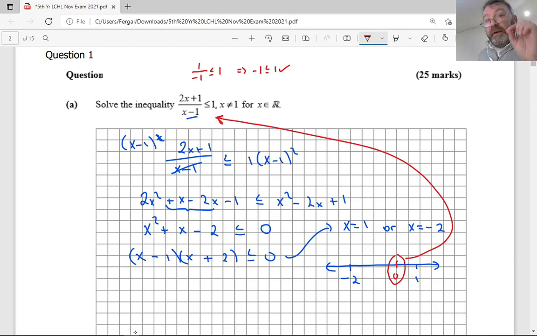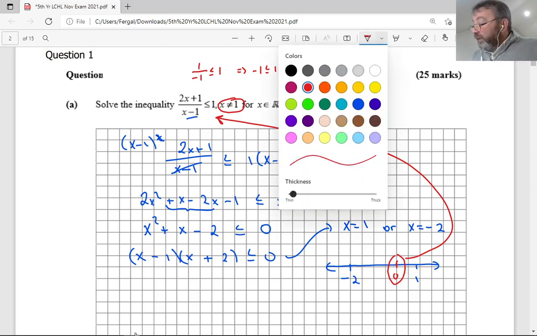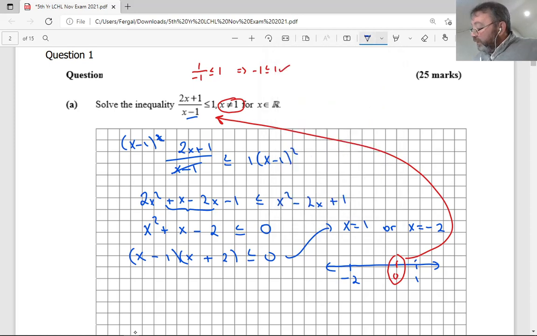However, and I hope you notice this, one of the conditions on the question is that x is not allowed to be equal to 1. So therefore what that means is when we go to fill in this number line, we have to give 1 a circle, minus 2 gets a dot because minus 2 is allowed to be included, and then we shade in between. And how do I write that down?